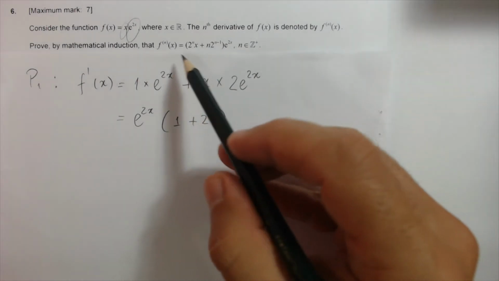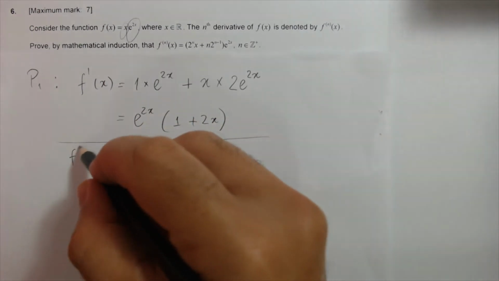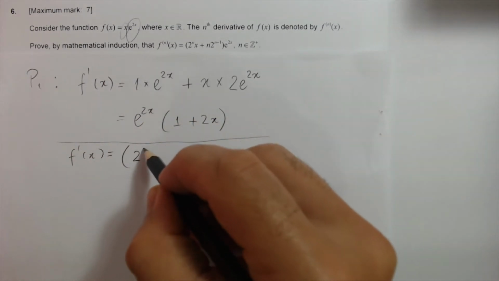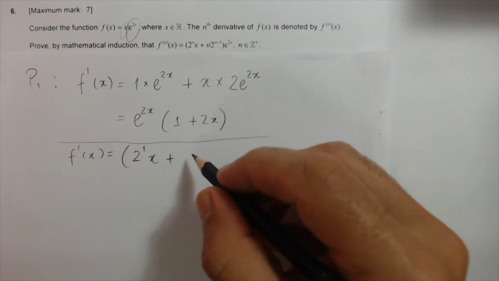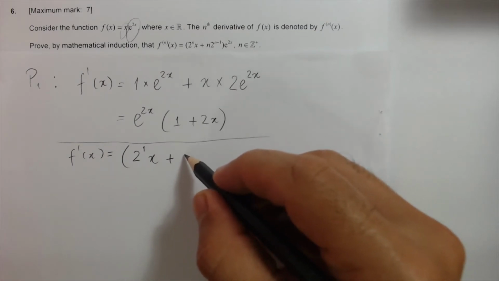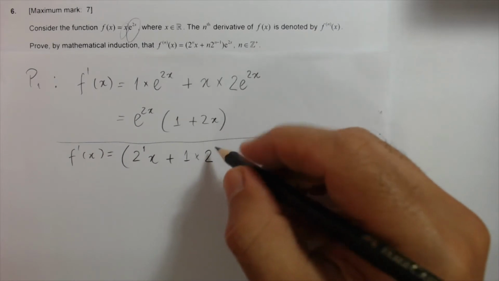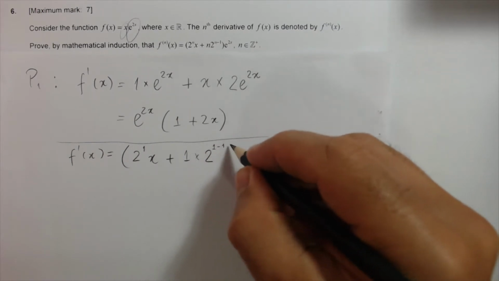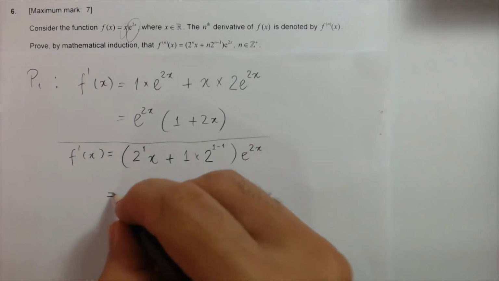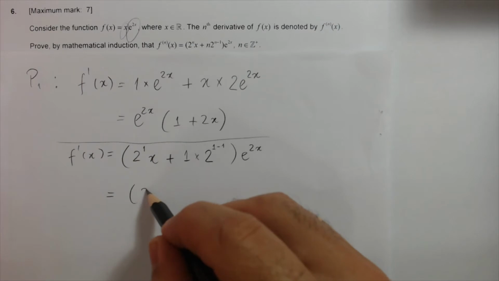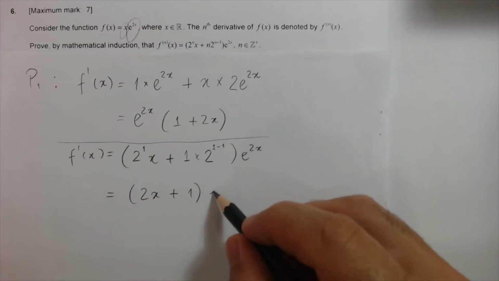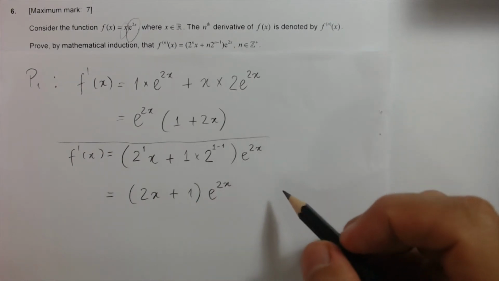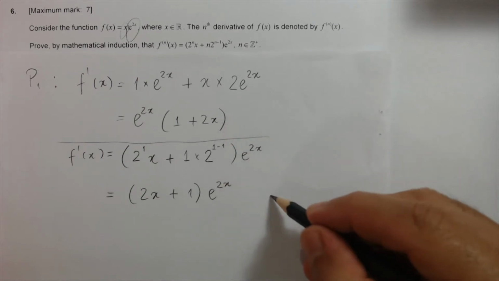So let's check if the formula gives the same. Using the formula, the first derivative is going to be 2 to the power of 1, as in this case n is 1, x plus 1 times 2 to the power of 1 minus 1, e to the 2x. 2 to the power of 1 is 2, so 2x plus 2 to the power of 0, which is 1, times 1 gives 1. So this is e to the 2x. And then it's true, both are the same, P1 is true.